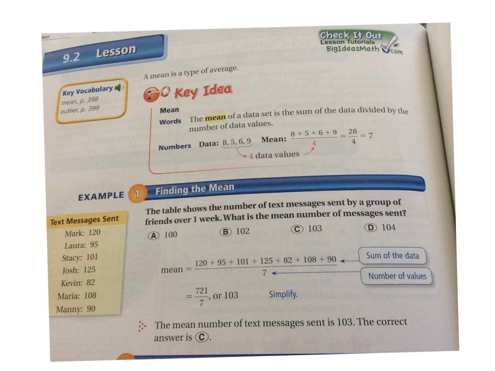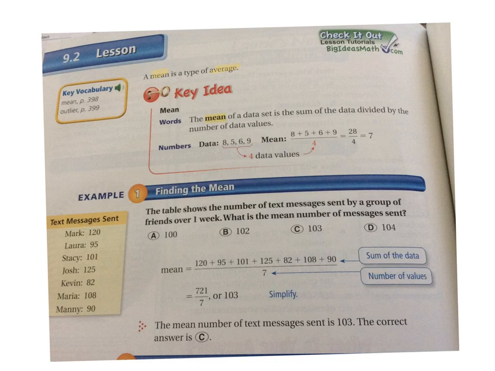All right, so lesson 9.2 is about mean. A mean is a type of average. So your keywords here are mean, which is a type of average. You might be familiar with this from 5th grade. This might sound familiar if I said mean, median, mode, and range. So that's what we're going to talk about for the rest of chapter 9. So 9.2 is just mean.